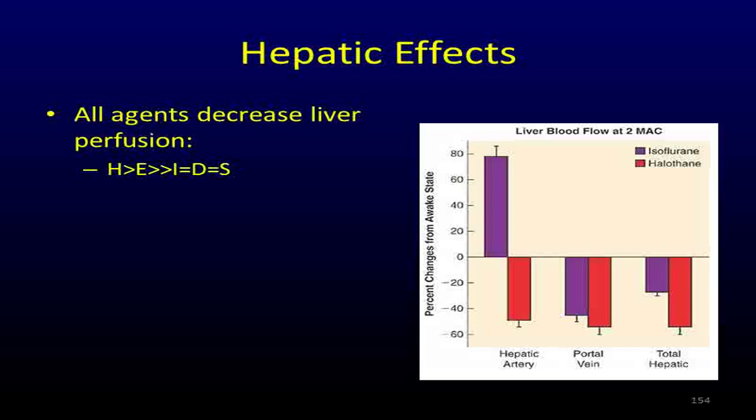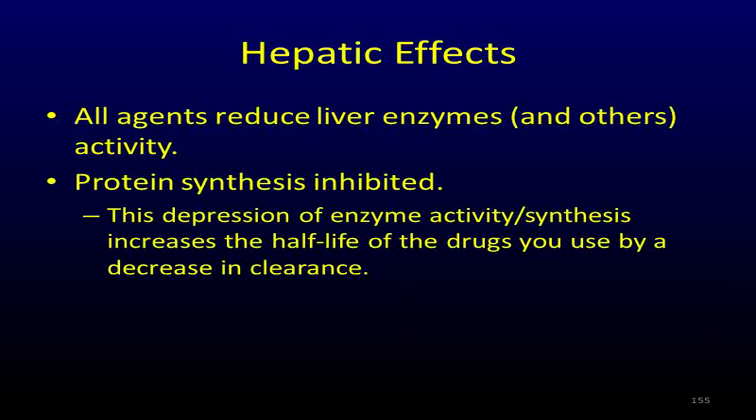So the two big things for the liver. What does it do to liver perfusion? It decreases it. And then all of a sudden I'm surprised because my Versed has lasted an hour and a half instead of 60 minutes. Why? Because I have A, decreased liver perfusion and decreased activities of liver enzymes. Tracking?